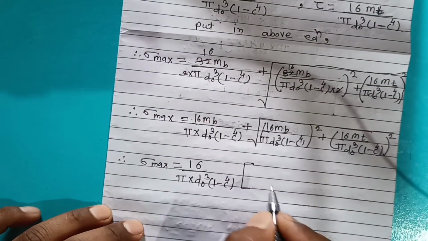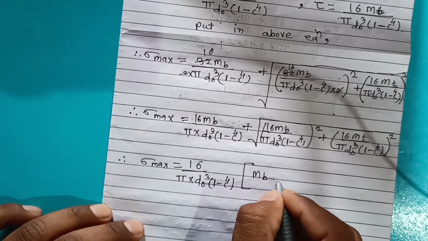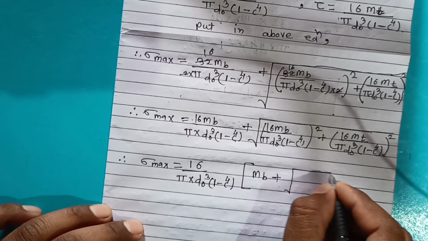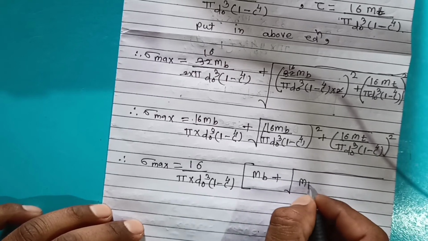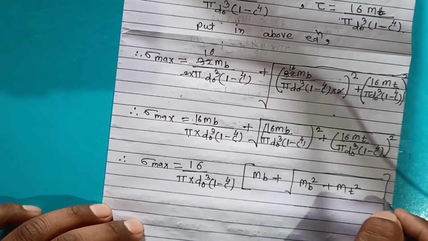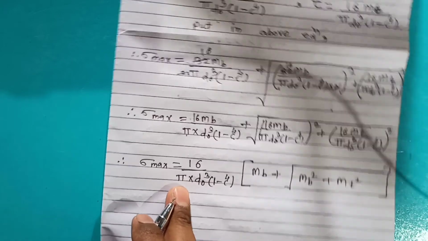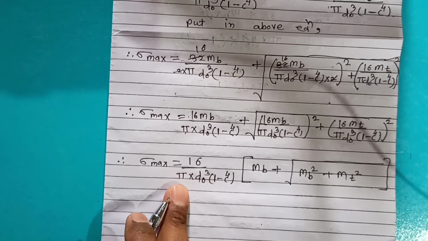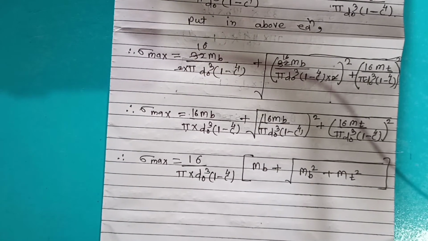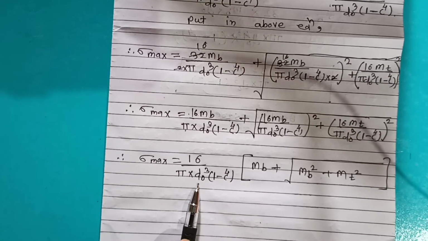And the remaining term is in brackets: sigma mb plus root of mb square plus mt square, and this is the remaining term. And this formula is for the maximum principal stress theory. Now see here, from this stress theory we want to calculate the diameter DO, and with the help of DO we calculate the diameter DI.